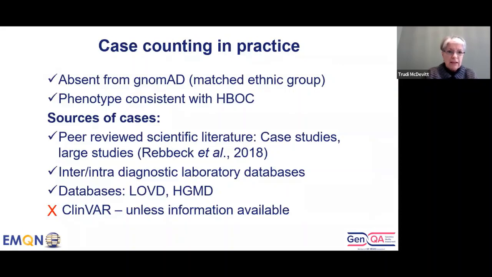So if you're case counting, you need to make sure the variant is absent from gnomAD, that the phenotype is consistent with HBOC, and sources of cases that you can use for case counting are peer-reviewed scientific literature, inter or intra-diagnostic laboratory databases, curated databases such as LOVD and HGMD, but not ClinVar unless you can actually obtain detailed information on the phenotype of the cases.